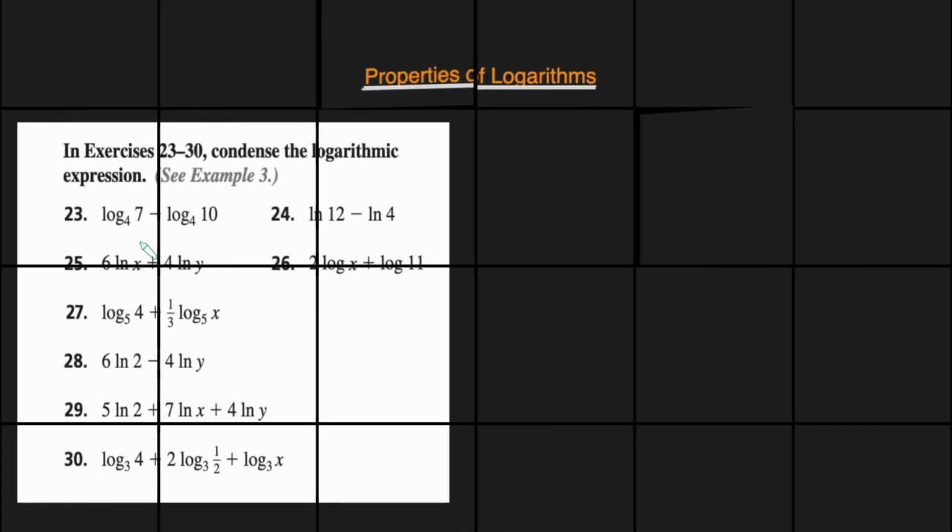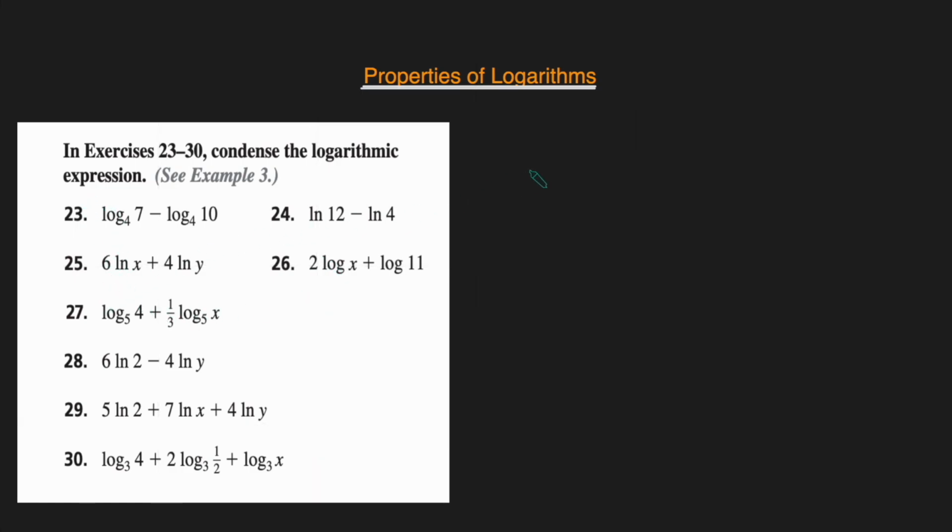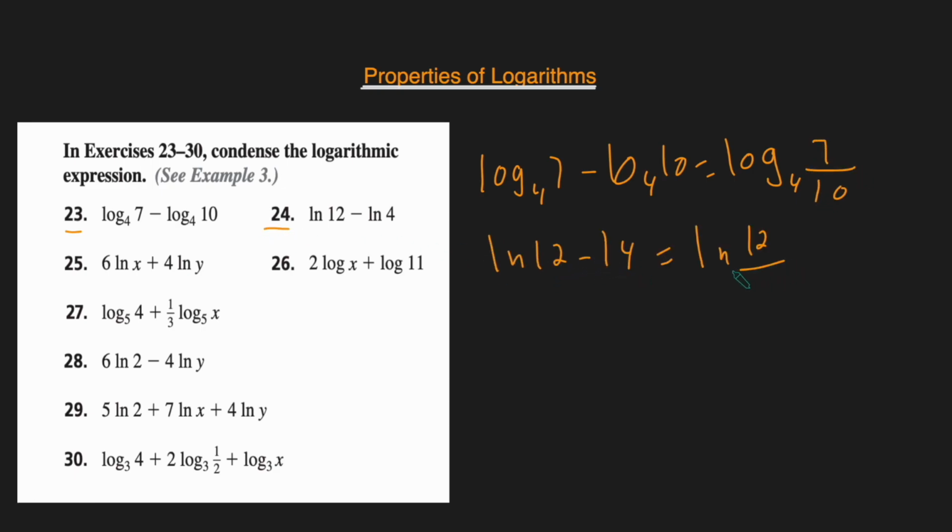They're asking us to condense. We'll do as many problems as we can. So we start with number 23. It's log base 4 7 minus log base 4 10. A subtraction, so that changes to a quotient rule. Number 24, the same thing. And you can condense this just to purely this.